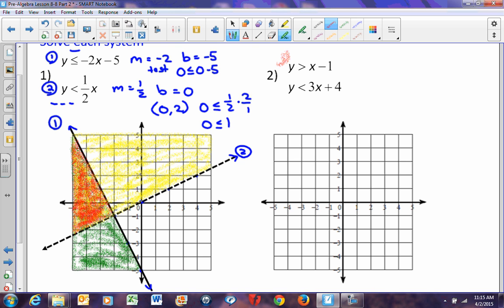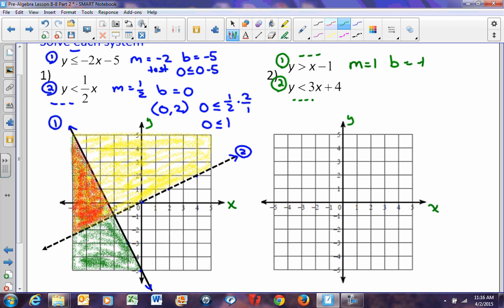Okay, this is my first equation, this is my second equation. Here my slope is 1, my y-intercept is -1. This is a dashed line, this is a dashed line. I always like to tell myself that at the beginning so I don't forget, and I keep forgetting to label my x and y axes. Very bad, I should do that every single time.